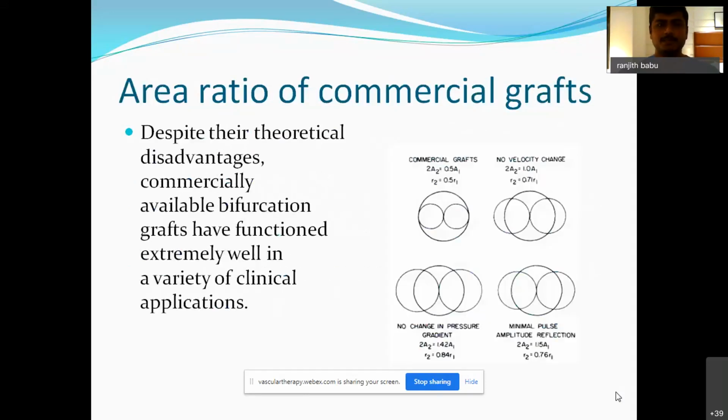Next clinical application of area ratio is commercial bifurcation grafts. The ideal area ratio should be more than 1, that is 1.1 to 1.5 for aortic grafts. But despite this theoretical disadvantage, the commercially available bifurcation grafts we are now using have an area ratio of less than 1, ranging from 0.5 to 0.7. But they have functioned extremely well in a variety of clinical applications.